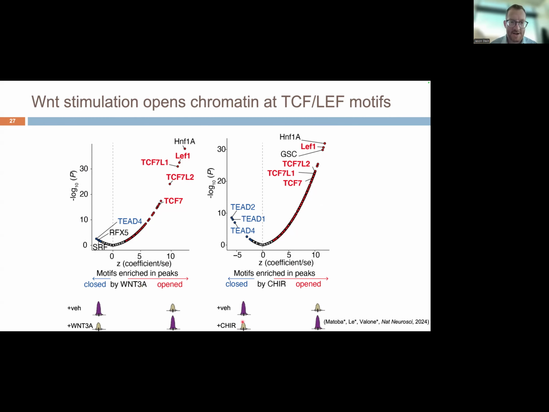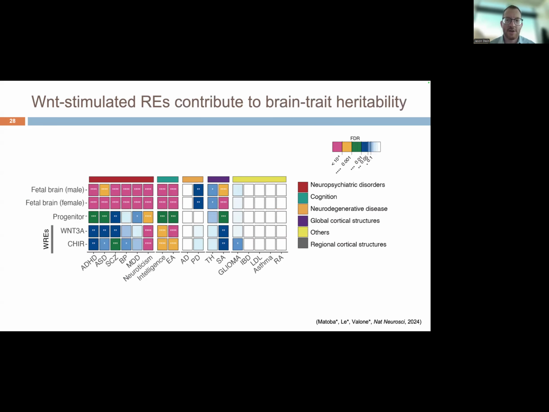So we were pleased to see that. And having satisfied ourselves that the assay did as we supposed, we then asked whether there was a general enrichment of brain trait GWAS heritability using that same partition heritability that I described previously with different psychiatric disorder brain traits in these Wnt responsive elements, these WREs here. And here you can see that for some developmental brain-related traits like ADHD, autism, schizophrenia, as well as cognitive traits like intelligence and educational attainment, we do see an enrichment of GWAS signal within these Wnt responsive regulatory elements.